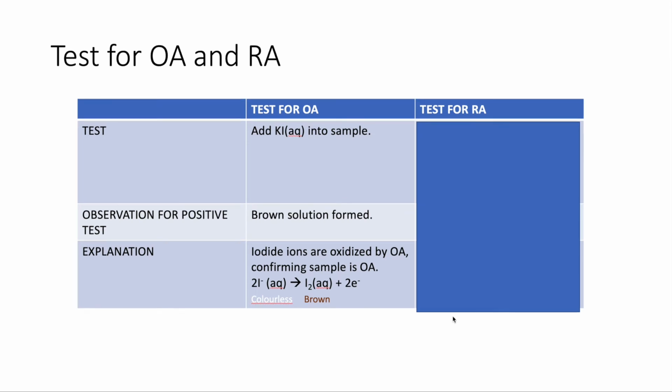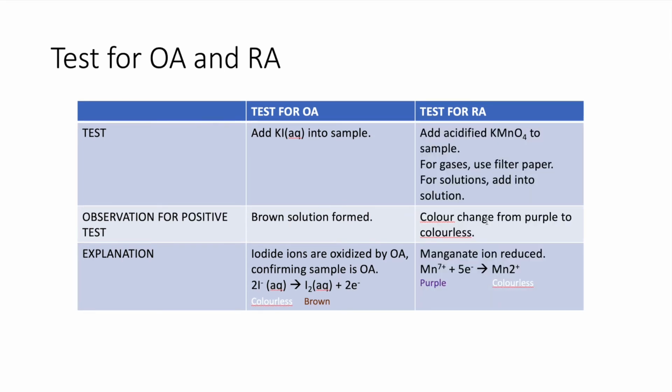On the other hand, if you want to test for a reducing agent, you use acidified KMnO4, potassium manganate(VII). For gases, we need to use filter paper soaked with acidified KMnO4. Introduce the filter paper to the sample. If it turns from purple to colorless, it means there is a presence of a reducing agent. The manganate +7 ion becomes manganese +2. It will undergo a change of color from purple to colorless.